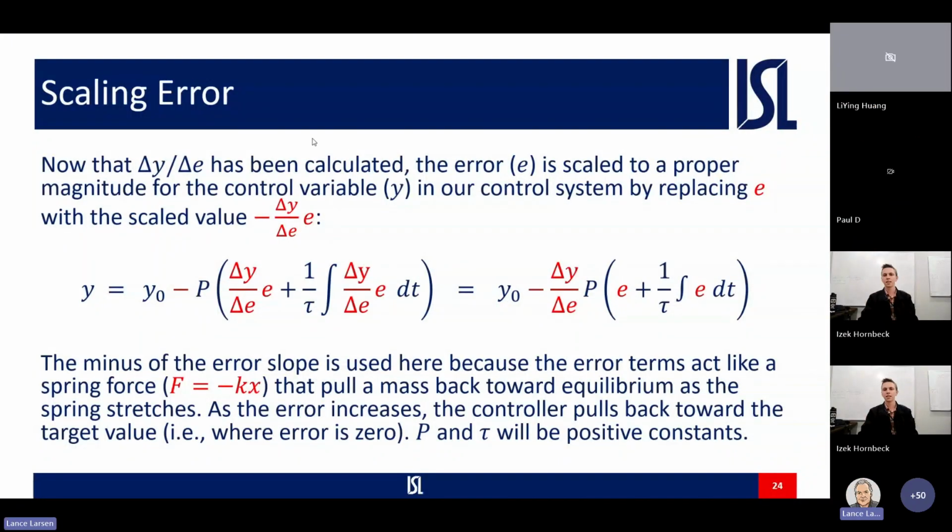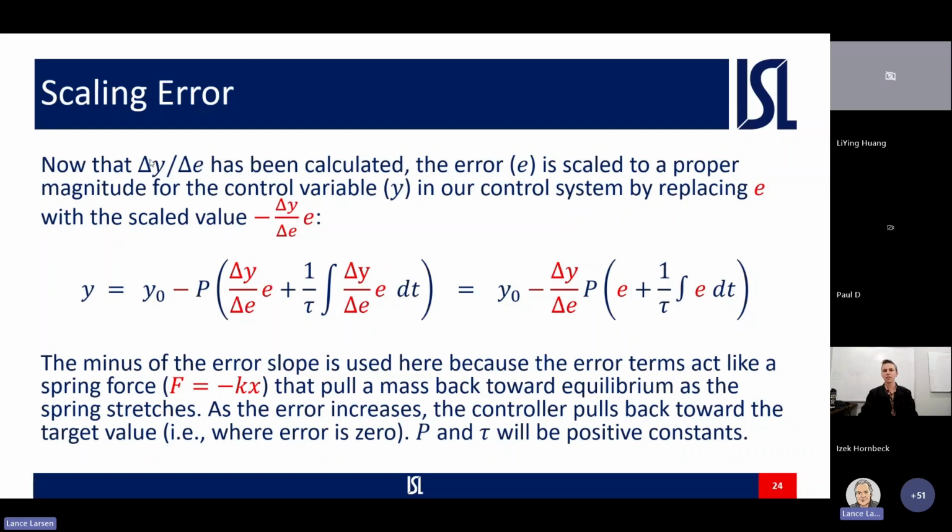Okay, thanks, Isaac. So getting back to our presentation, now that we have our relationship delta y over delta E, now we're going to replace the error value in our equation with a scaled error, so that we scale our error to the appropriate size for a control parameter. And we actually replace E by a negative delta y over delta E times E. And that applies for both our error and our integral of the error terms.